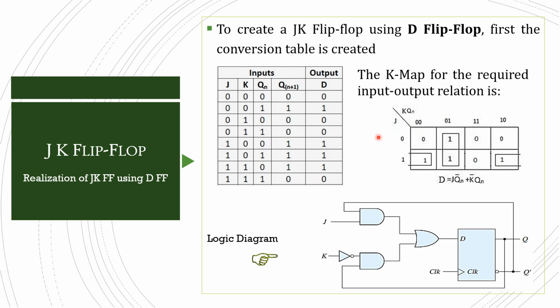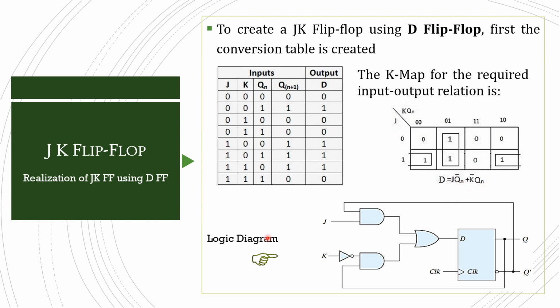Now let's draw the K map for the required input-output relation. We can form the characteristic equation by simplifying this K map as D is equal to J into Q bar N plus K bar into Qn.